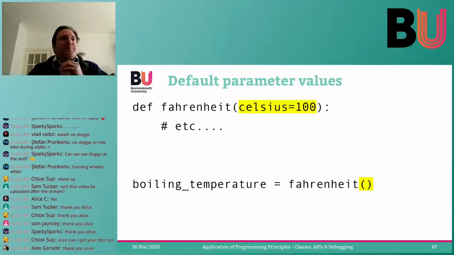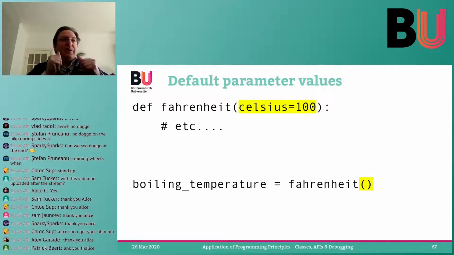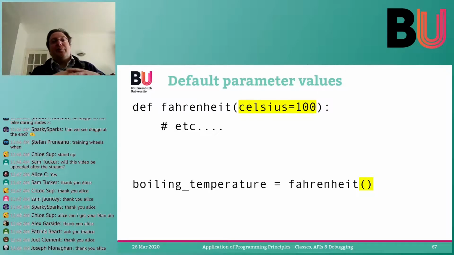Like I said, you can do default parameter values. So in this case, the default parameter value would be the degree 100 degrees Celsius. And then you can call it without that. This particular example doesn't make too much sense in a programming perspective, but it is a good example of how this works.